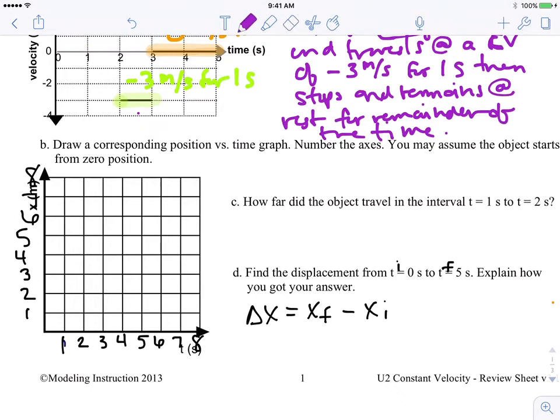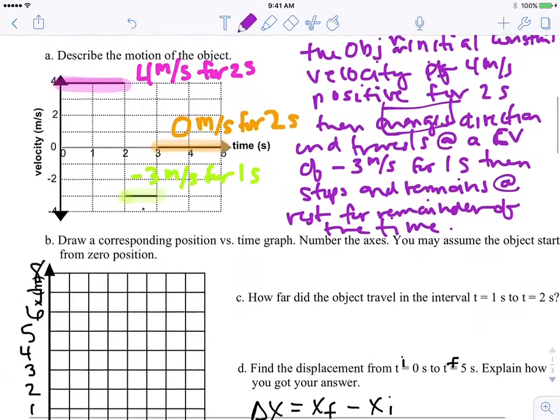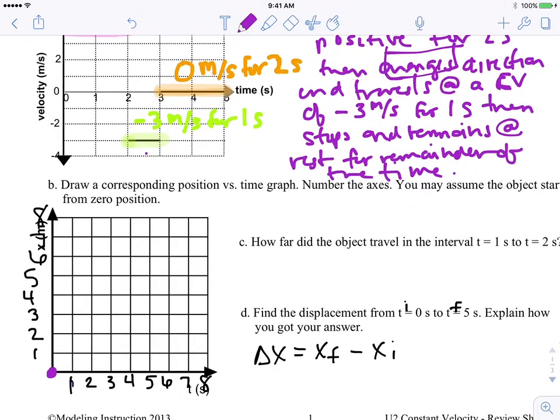Okay, so if our starting position is 0, that means we can put our initial point here at 0. And so let's just look. At the start, it's going 4 meters per second for 2 seconds. So how far does it travel in 2 seconds? Well, in the first second, it's gone 4 meters because it's going at a rate of 4 meters per second. In the second, it's gone another 4 meters. So its position at 2 seconds is 8 meters.